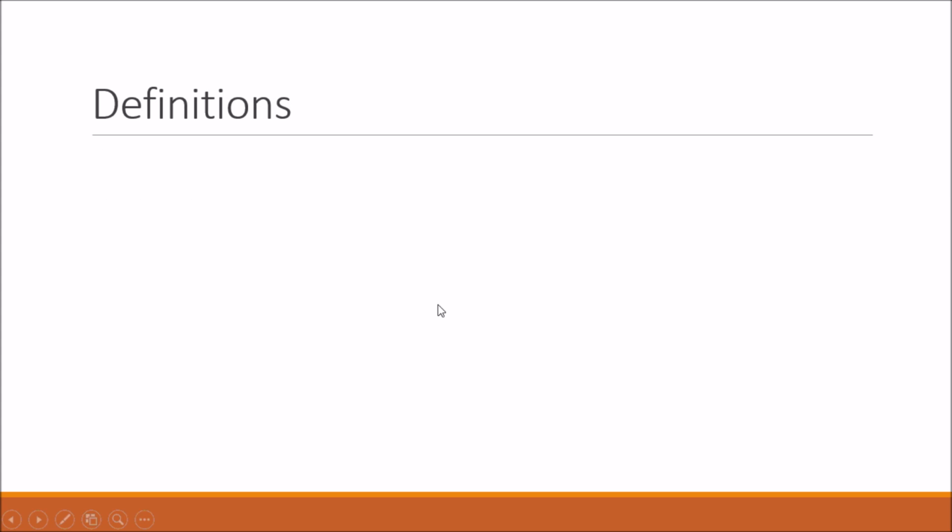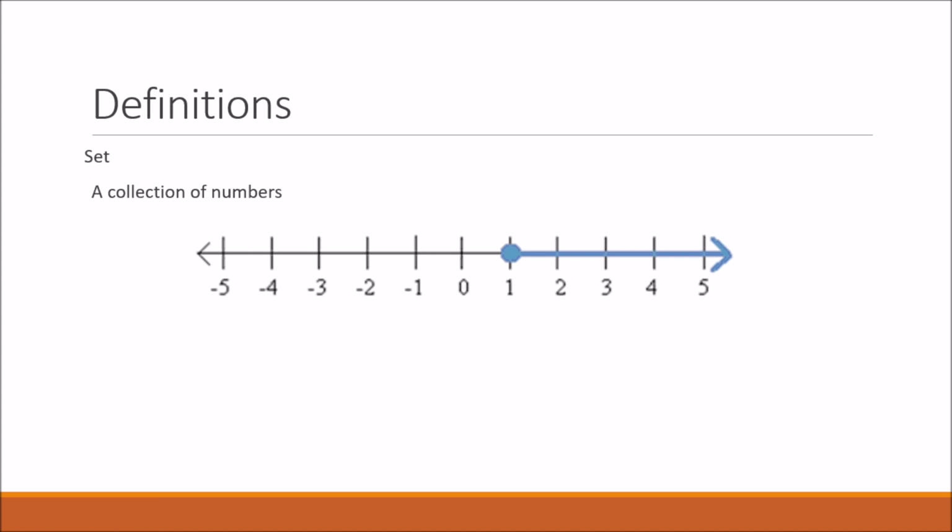Okay? So starting with these definitions, before we can define the domain and range, we have to define a set. And that's just a collection of numbers. So that can be a list of numbers like 1, 2, 3, 4, etc. Or you're probably more familiar with something like this, right? Where we have a whole collection of numbers between 1 and 2 and 2 and 3, infinitely many just packed in there together.